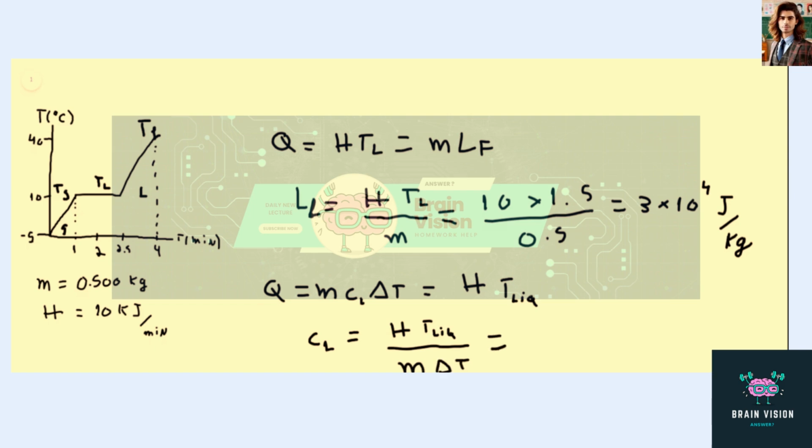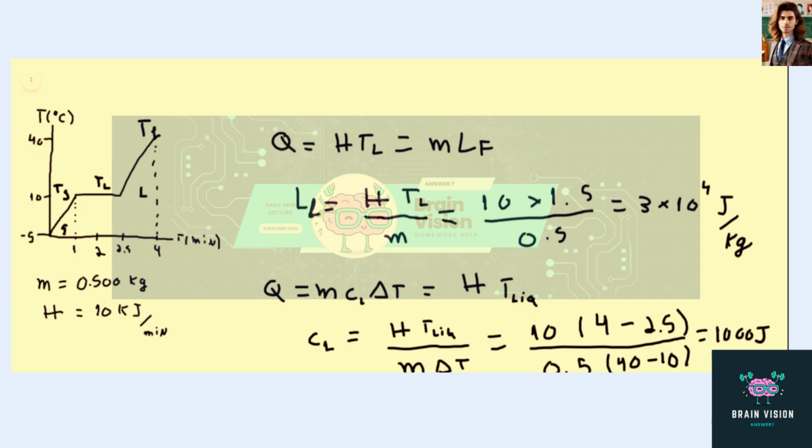And we can put values here, so 10 kilojoules times the time, the final time is 4 minutes minus 2.5 minutes. The mass is 0.5, and delta T is 40 minus 10. This gives us 1000 joules per kilogram Kelvin.